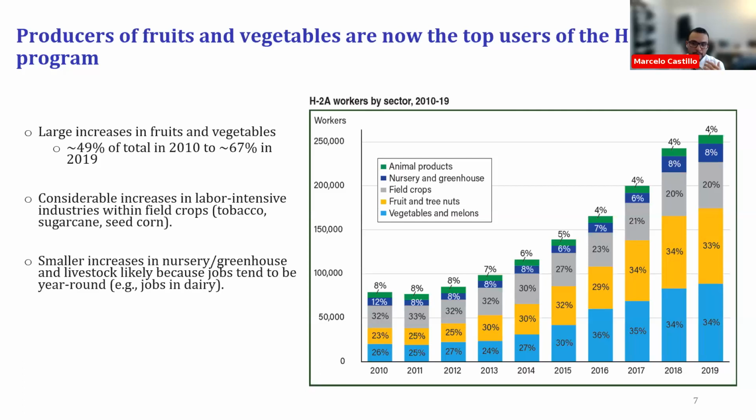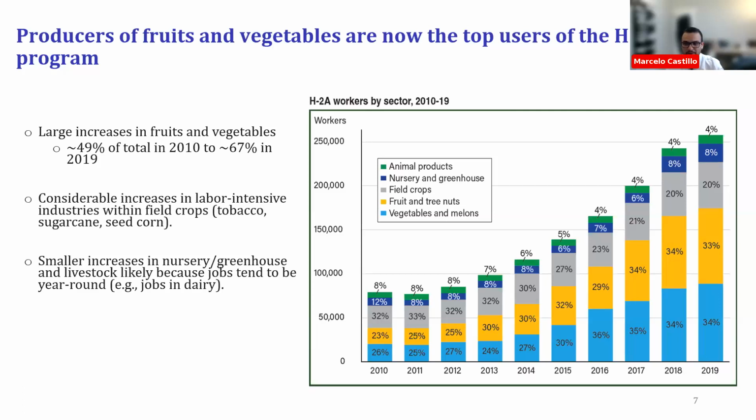Now, increases in employment were much smaller in livestock and nursery than in the other 2 sectors. And a likely reason for this, almost obvious, is that while these 2 sectors contain large and labor-intensive industries, dairy being a quintessential example, jobs in these industries tend to be year-round, so they're not going to qualify for H2A employment. And remember from before, H2A jobs have to be temporary or seasonal.